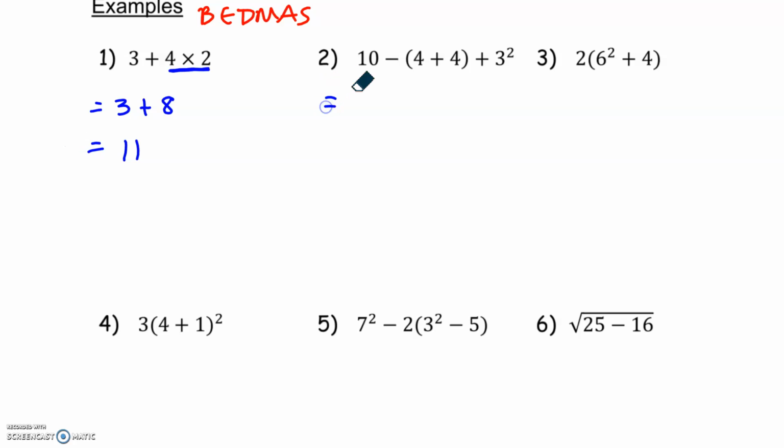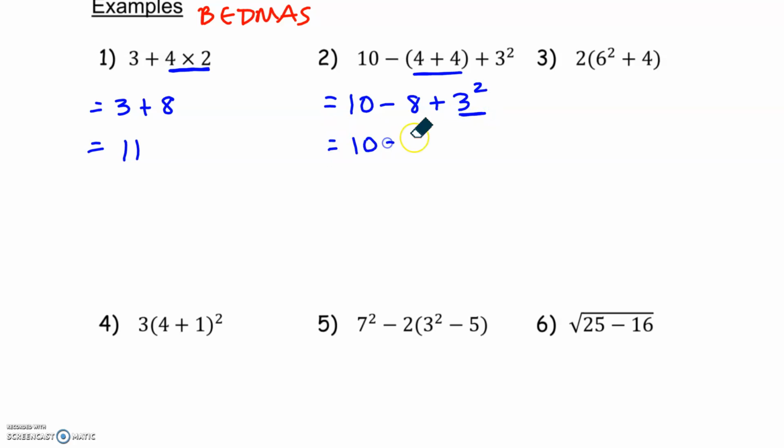The next question has a lot more going on. I have a subtract, I have brackets, and I have an exponent. So I'm going to start with my brackets because that's at the front of BEDMAS for B. The 10 minus, I leave it as it is, and now I'm going to solve 4 plus 4 since it's underlined, and I know that's 8, plus 3 squared. All right, now I have subtracting, adding, and I have an exponent. So next I have to solve the exponent, so that's what I'll underline.